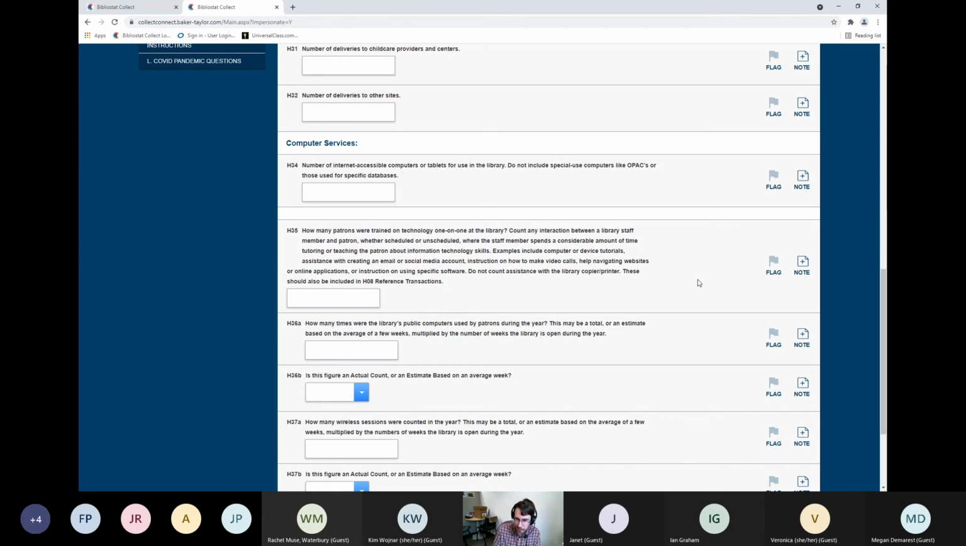I know that you might not have this number because we changed the way that this is asked, but we're trying to capture people giving computer help with patrons. Okay, so that's sheet 35.